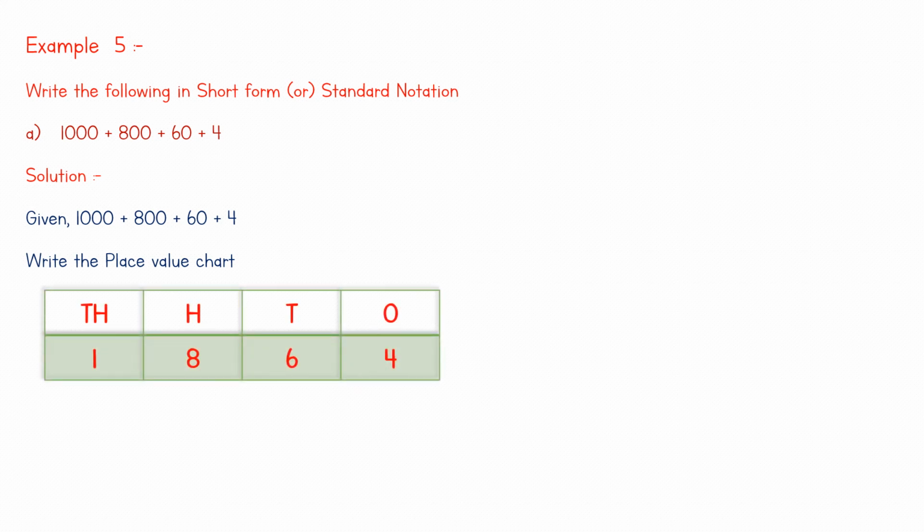4 is in the ones place. 60 is 6 into 10, so 6 is in the tens place. Then 8 into 100, 8 is in the hundreds place. Then 1 into 1000, that is 1 is in the thousands place. So the answer is 1864. Therefore, the short form of 1000 plus 800 plus 60 plus 4 is 1864. Is it clear?